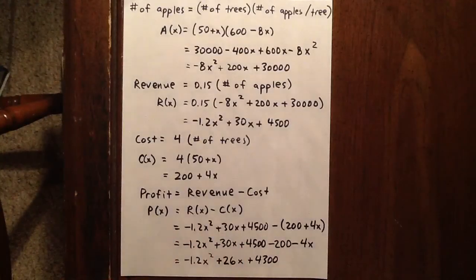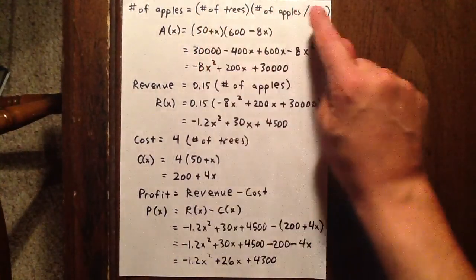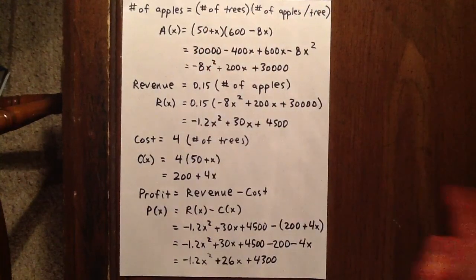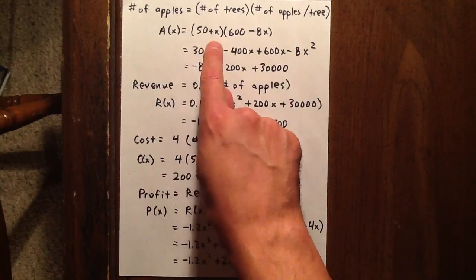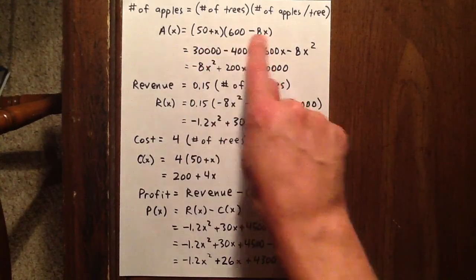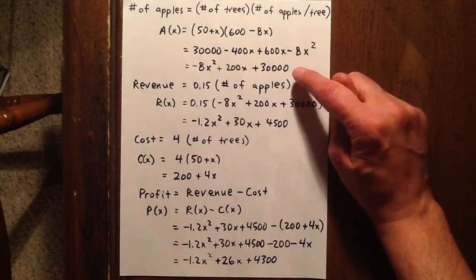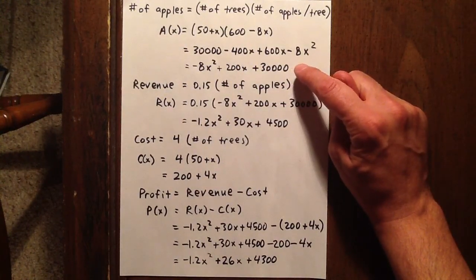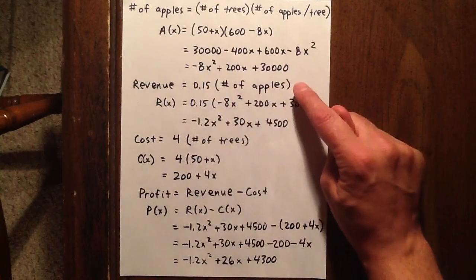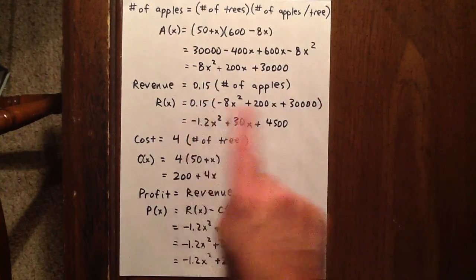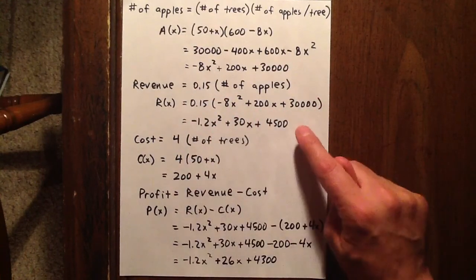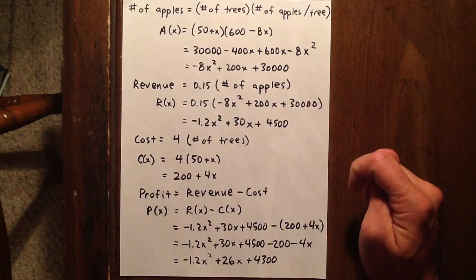First of all, we know that the number of apples that Clarence has is equal to the number of trees times the number of apples on a tree. Well, he starts with 50, and for every tree he adds, he loses 8 apples from his original 600. So the amount of apples is equal to negative 8x squared plus 200x plus 30,000. Now, the revenue is 15 cents times the number of apples, so distributing 0.15 in, we get this new quadratic.